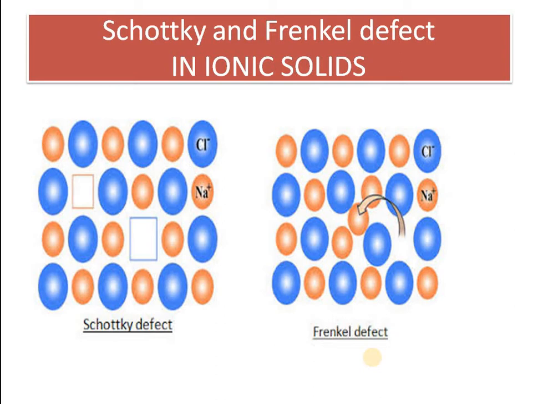Schottky and Frenkel: see both the cation and anion. One red is missing and one blue is missing. Red means Na+, blue means Cl−. So both are missing. So that is called an ionic solid.